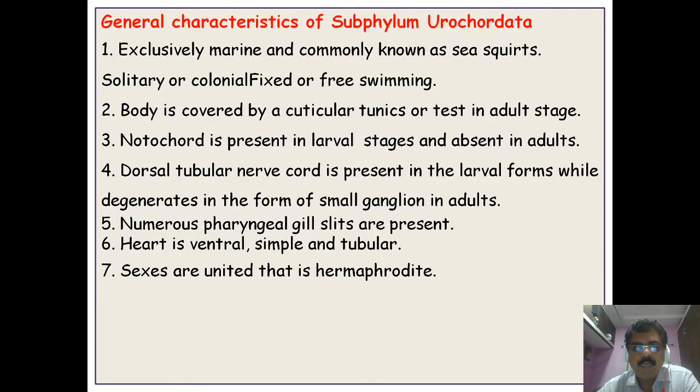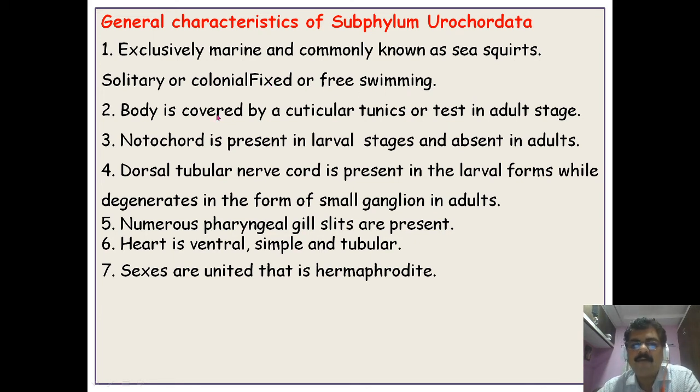Then on the right side of this tree diagram, you have to write down the general characteristics of subphylum Urochordata. What are these urochordates? Uro means tail region. These are animals where the notochord is restricted to the tail region. These are exclusively marine and commonly known as sea squirts. These are solitary or colonial. These animals may be fixed to the substratum or they may be free swimming.